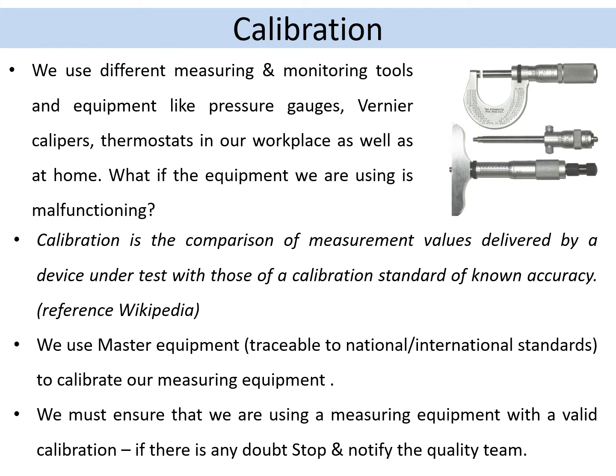Calibration is very critical, and a lot of ISO auditors put a lot of focus on calibration and on making sure that the calibration system really exists and is working properly. We use different measuring and monitoring tools and equipment like pressure gauges and vernier calipers, and all this equipment should be calibrated, and we should make sure that it is not malfunctioning.